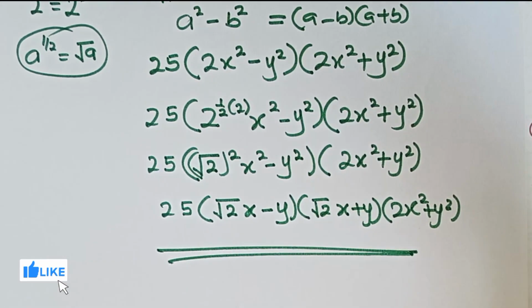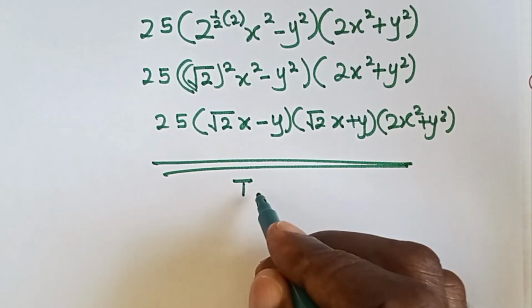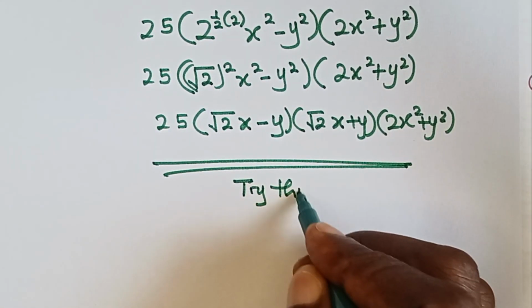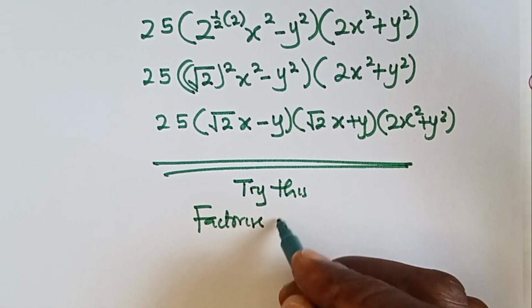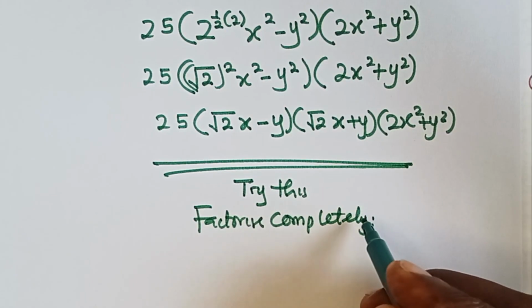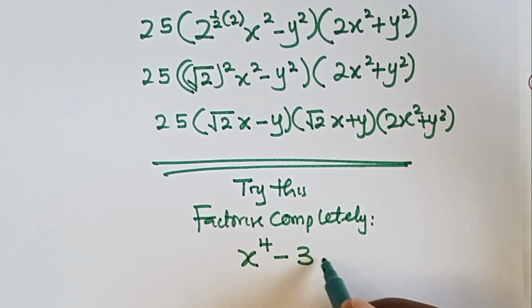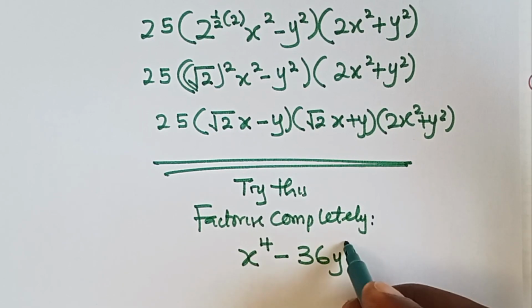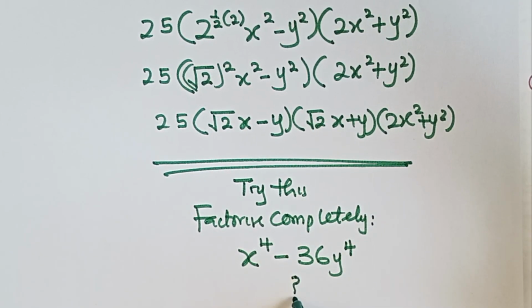Alright guys, let's do something very similar to that. Let's try this. Let's factorize completely: x raised to the power 4 minus 36y raised to the power 4. So let's factorize this completely.